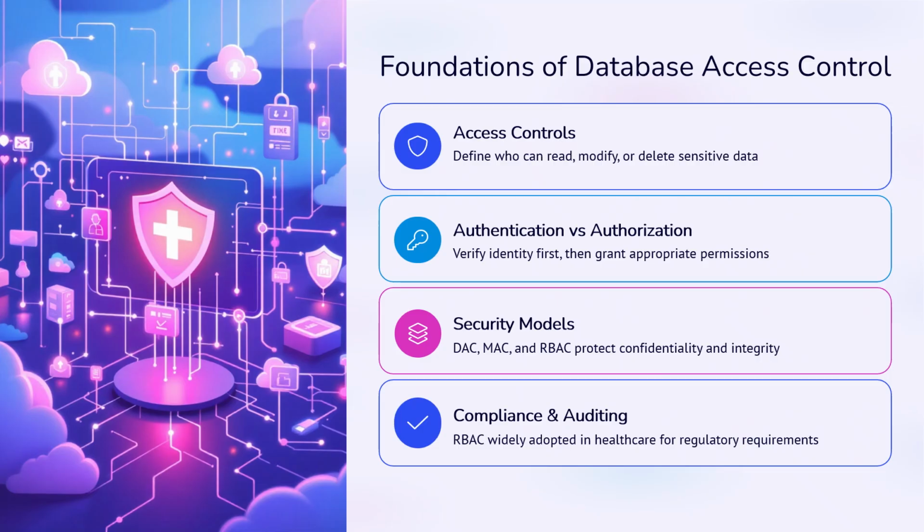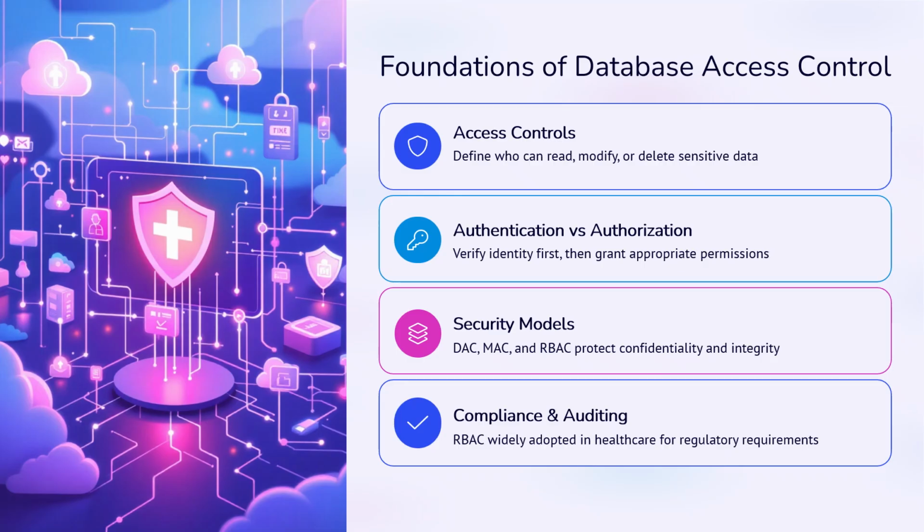Database access control defines who is allowed to read, modify, or delete sensitive data. It is one of the core components of database security. There are two main steps involved. First is authentication, which verifies the user identity. Second is authorization, which determines what that user is allowed to do once they are logged in.